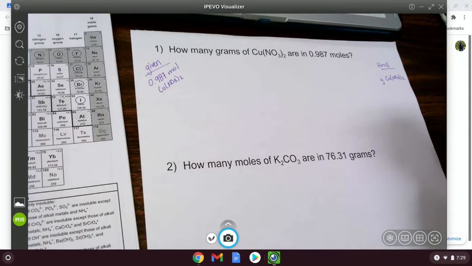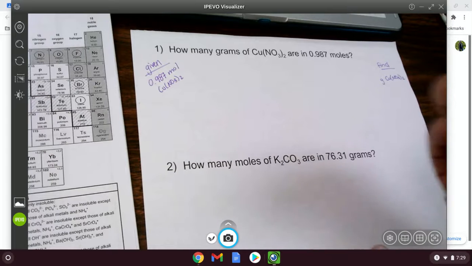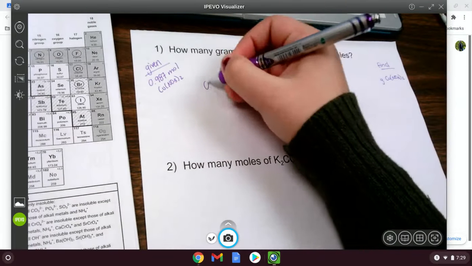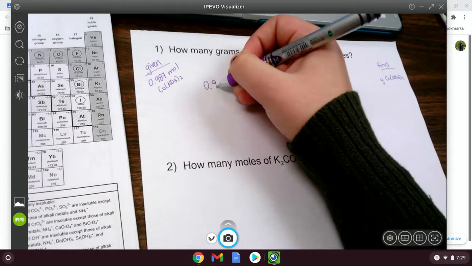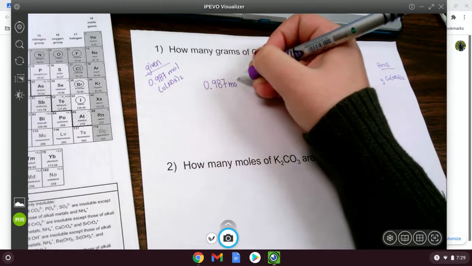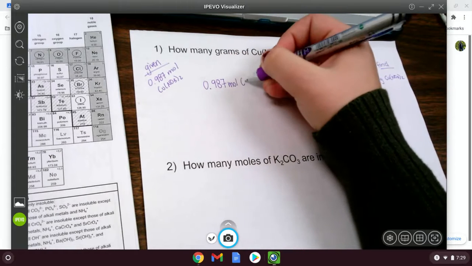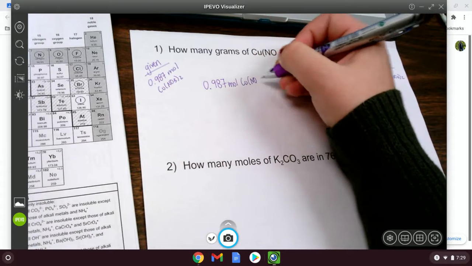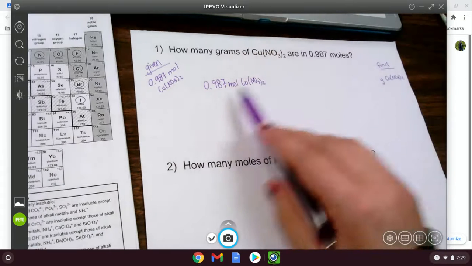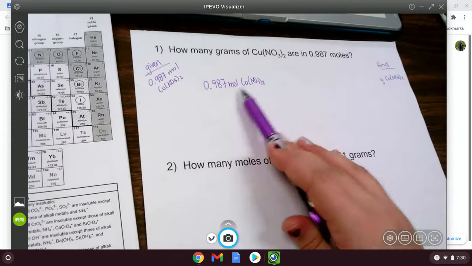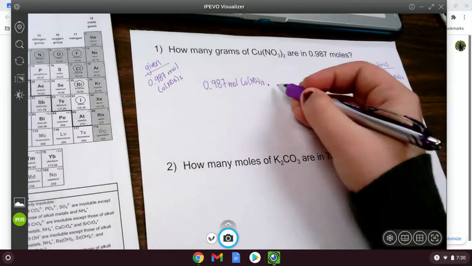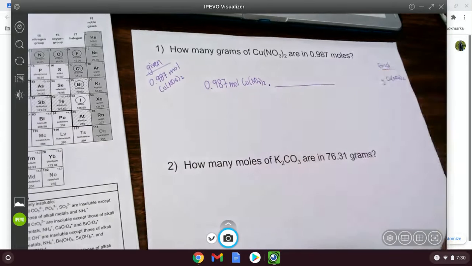Okay, so once we do our given and our find, this is where we need to set up some conversions. So remember, you always, always, always start with what you're given. So I'm just going to rewrite, and yes, rewrite. Okay, this is important. I'm going to rewrite my 0.987 moles of my Cu(NO3)2. Okay, be sure that you include the unit and the compound or element. And then I'm going to draw a dot with a line.